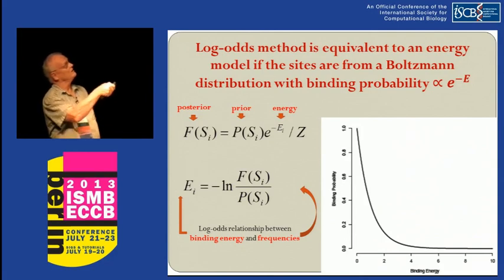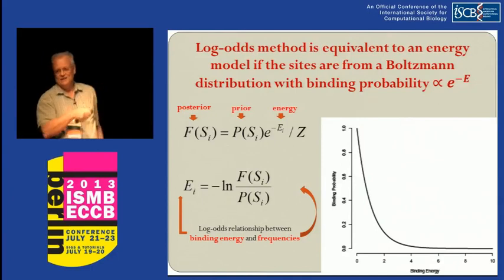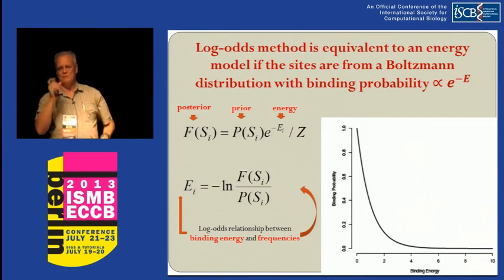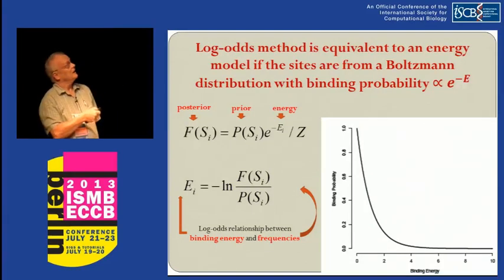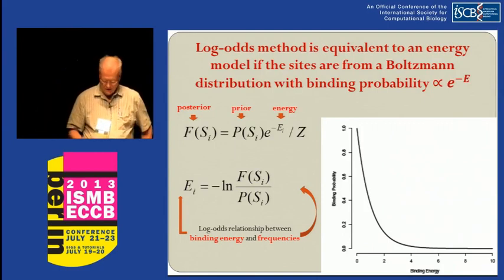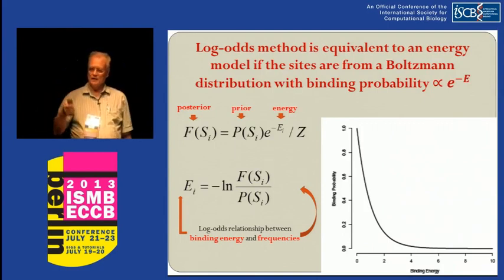I just rearranged this and I get the same equation I showed you before, except there's a minus sign here. Biologists like the good guys to have a positive sign, and of course physicists know that they have lower energy, so you just have to think about switching the sign. But anyway, under that assumption, the log odds method and the energy method are the same.